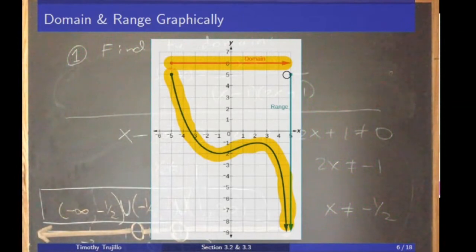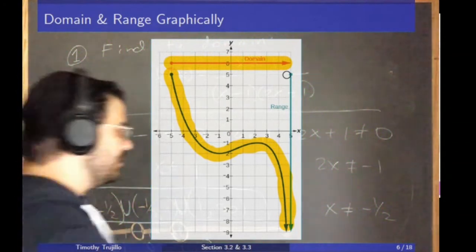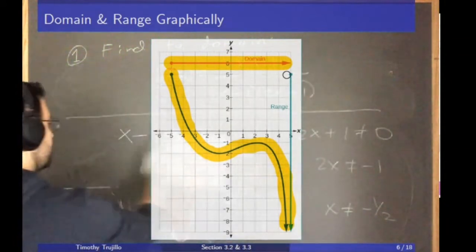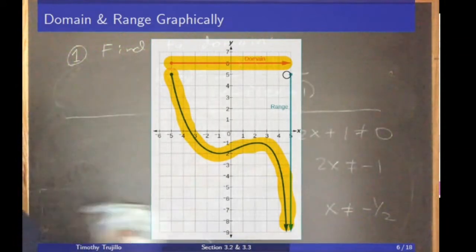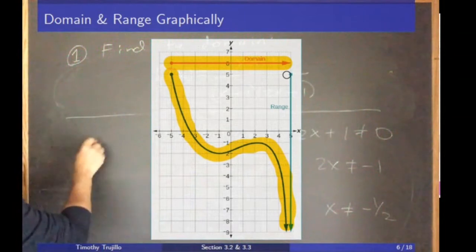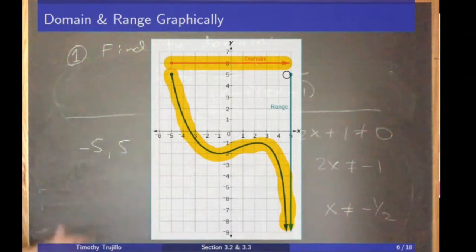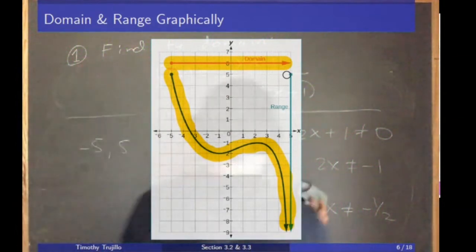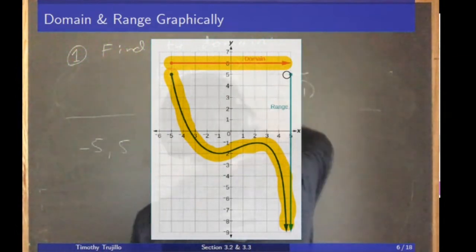So in terms of interval notation, what is the domain of this graph? How would we write that in interval notation? So the smallest value of x we're seeing is -5. The largest value of x is 5. But what are the endpoints? Do we include or exclude -5? And do we include or exclude 5?